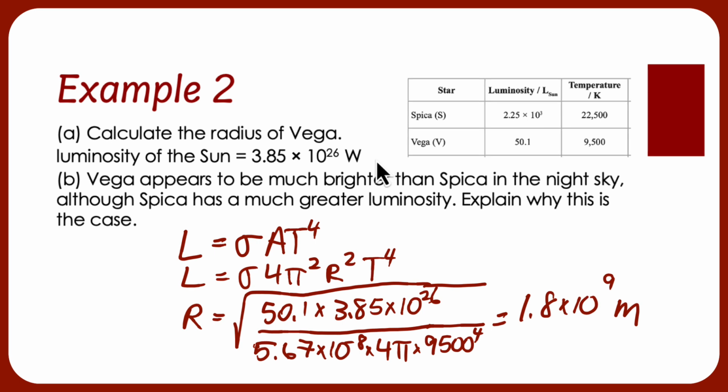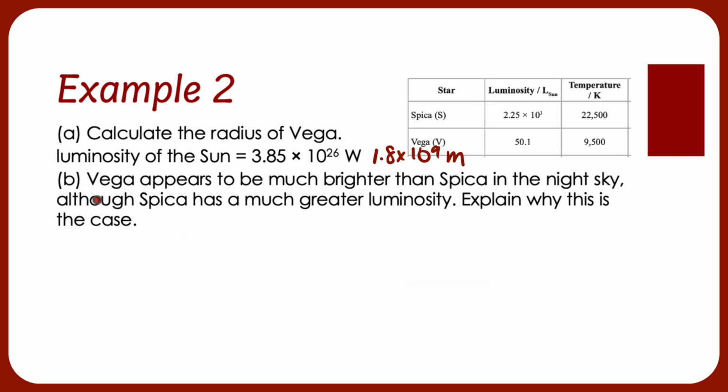I'm just going to put that up here so I can have more space for part B. In part B, it says Vega appears to be much brighter than Spica in the night sky, even though we can see here that the luminosity of Spica is much larger. Why can this be the case?